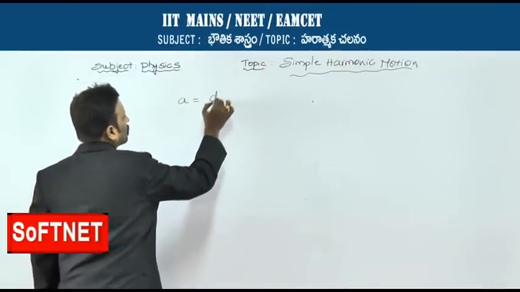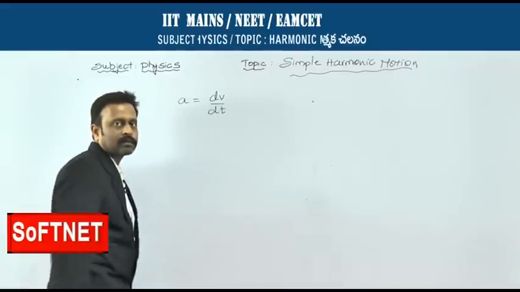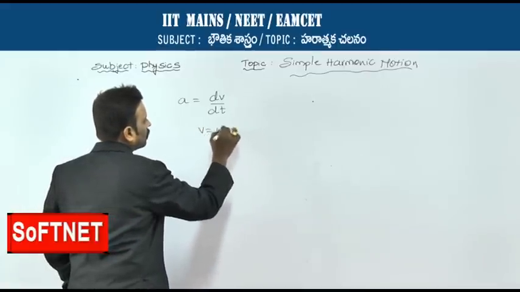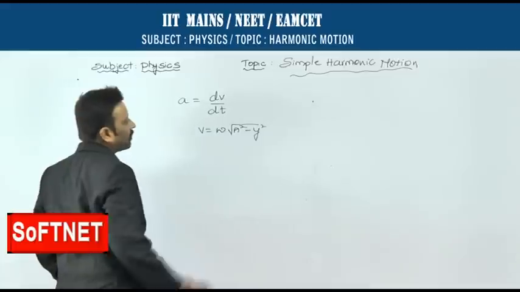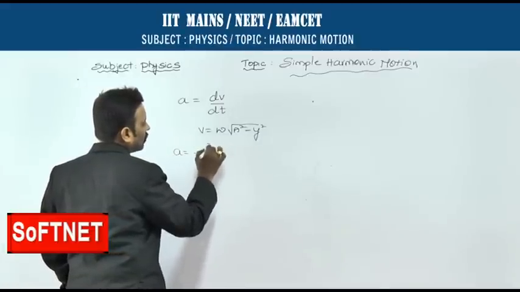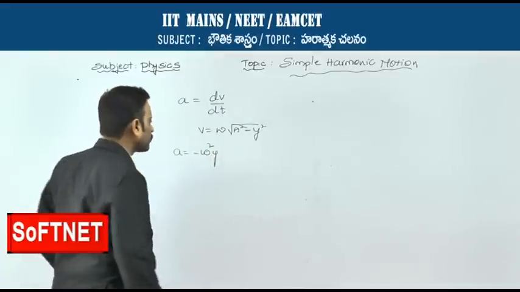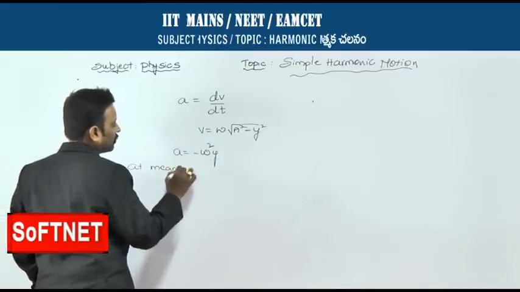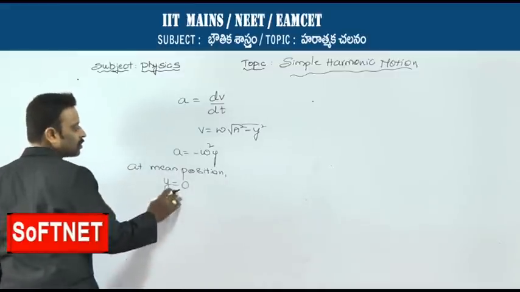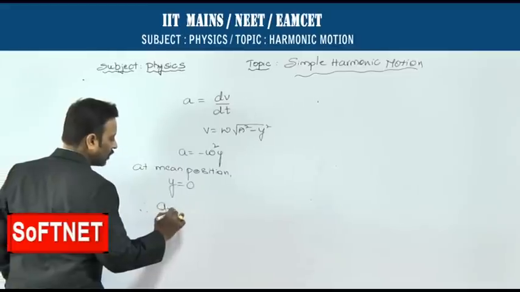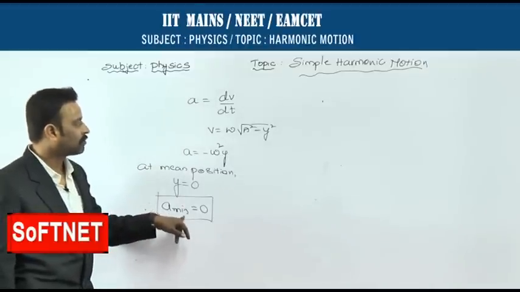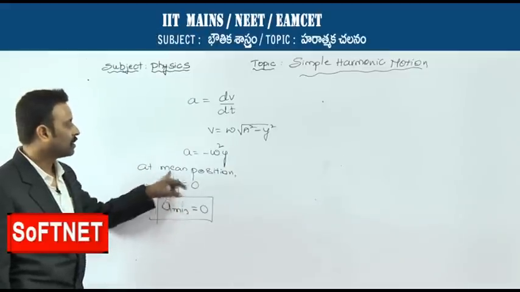Acceleration is defined as the rate of change in velocity. So the formula for acceleration: we have to differentiate v is equal to omega root A square minus y square. When you differentiate this equation with respect to time, we get the formula for acceleration as minus omega square into y. Now at mean position, displacement of the particle will be 0. Substitute y is equal to 0 in this equation. Therefore, a minimum is equal to 0, which suggests that acceleration of a particle is minimum in simple harmonic motion when the particle is at mean position.